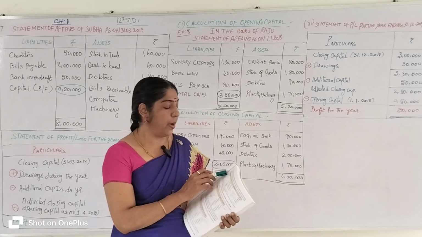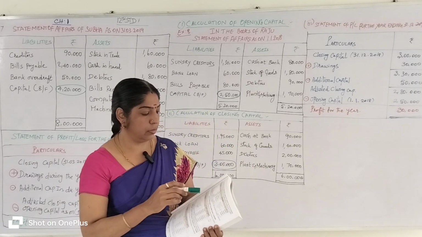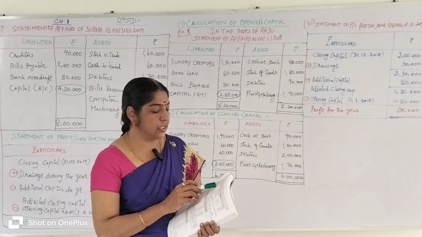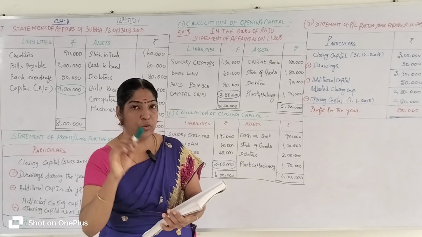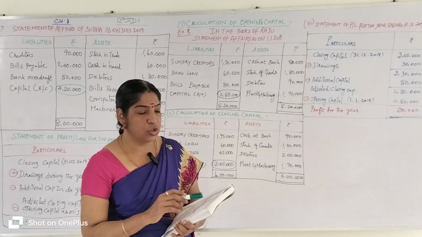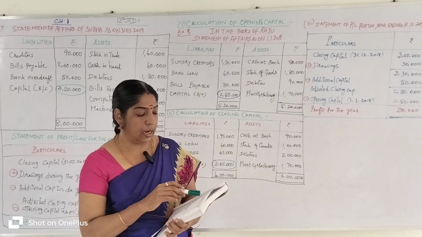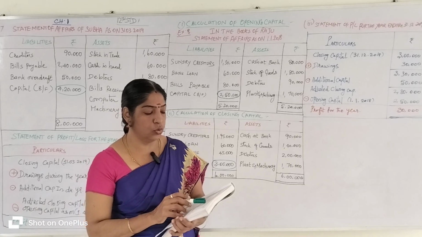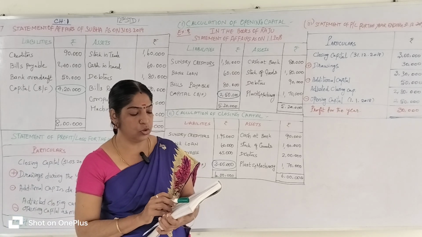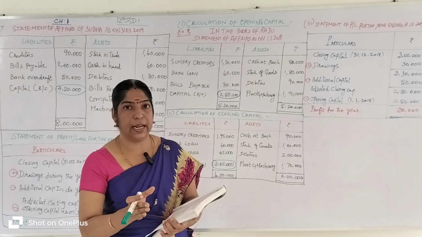Okay, so bank overdraft belongs to liabilities, write L. Debtors means asset, A. Bills receivable is an asset, computer is an asset, machinery goes to assets, and stock in trade means closing stock, an asset. Creditors go to the liability side, bills payable is a liability, and cash in hand goes to assets. Okay, so we segregate which are assets and which are liabilities.